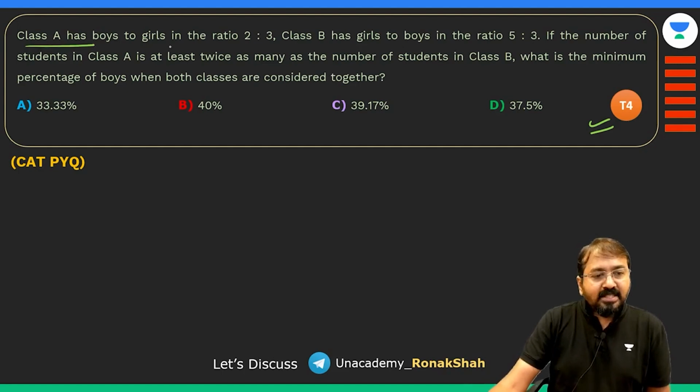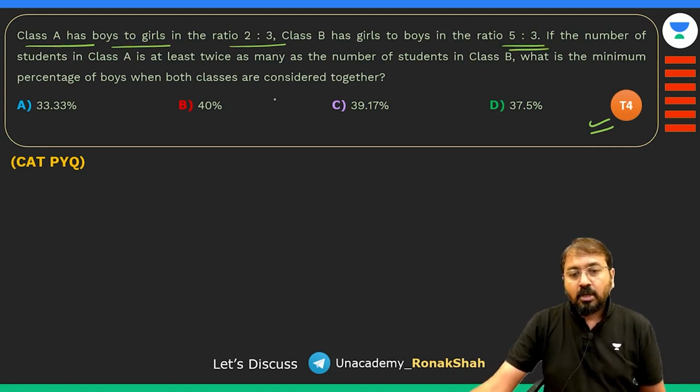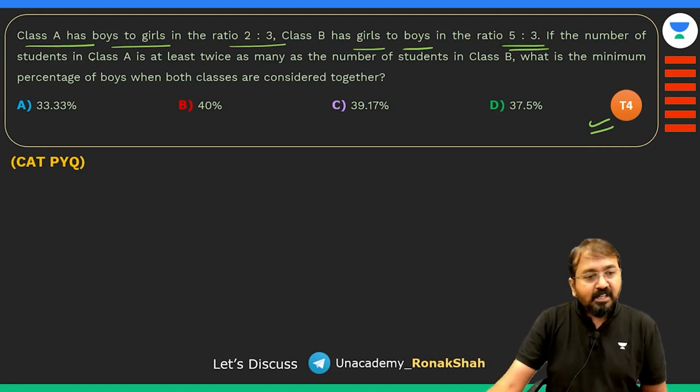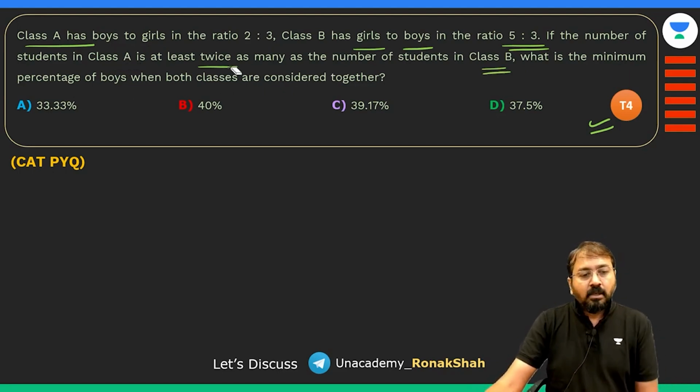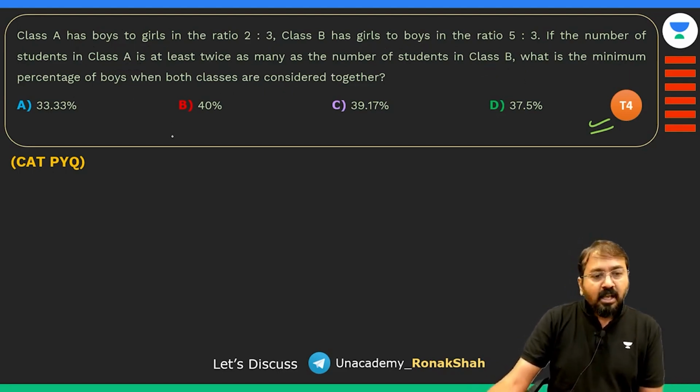Right. So class A has boys to girls ratio 2:3. Class B has girls to boys ratio 5:3. Please understand this is girls to boys. Okay. If the number of students in class A is at least twice as many as the number of students in class B, what is the minimum percentage of boys when both the classes are considered together? Okay, the question looks slightly difficult, but we can simplify this.